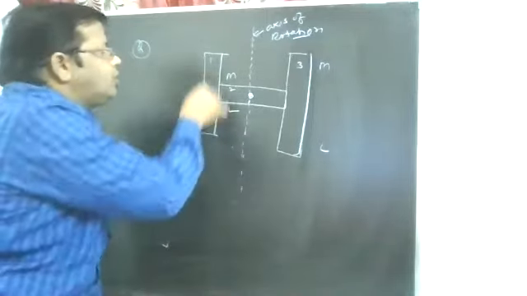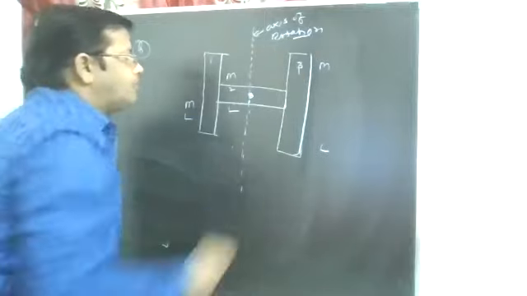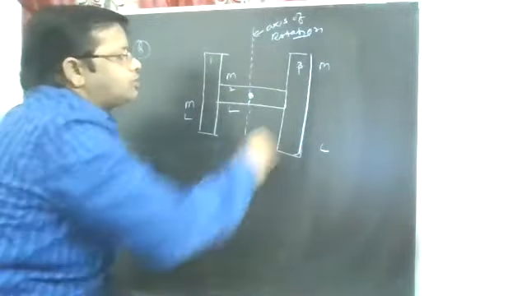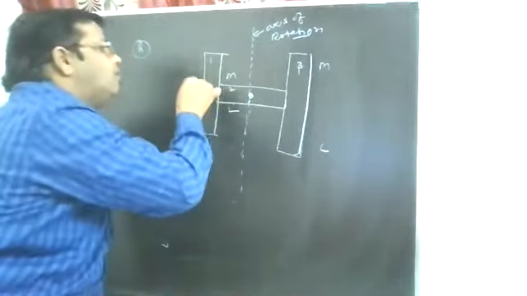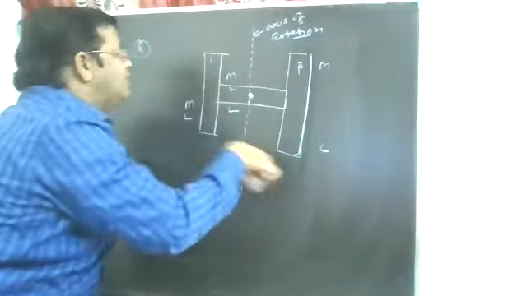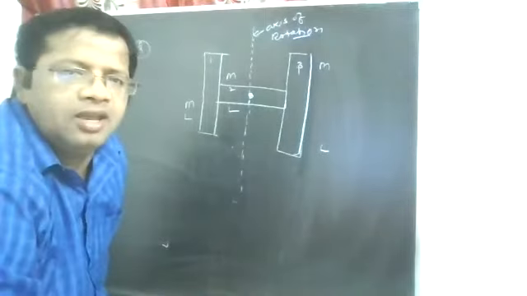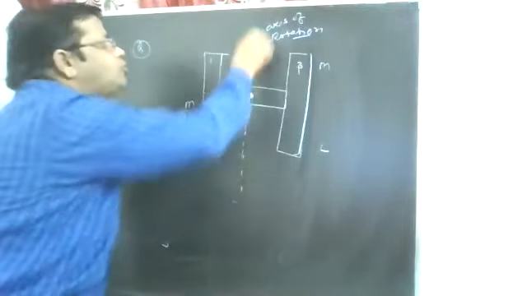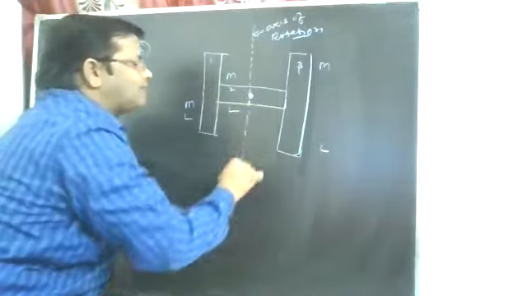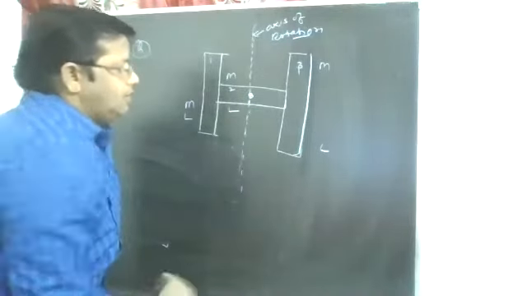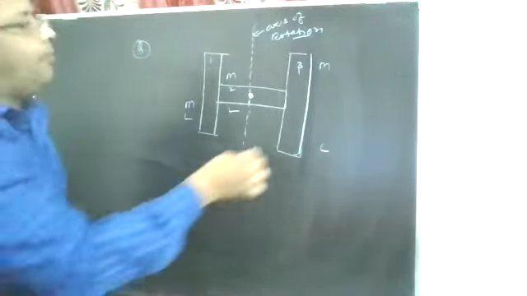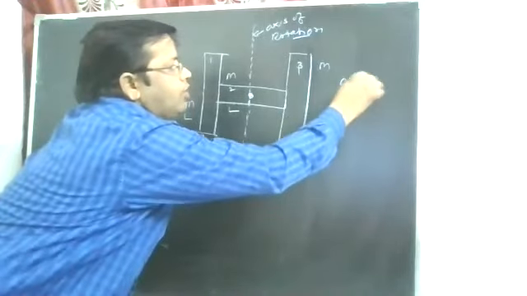What is the question here? This is an H-shaped figure made by 3 rods. The length of each rod is L and the mass of each rod is M. This is the axis of rotation passing through the second rod. Determine the moment of inertia.